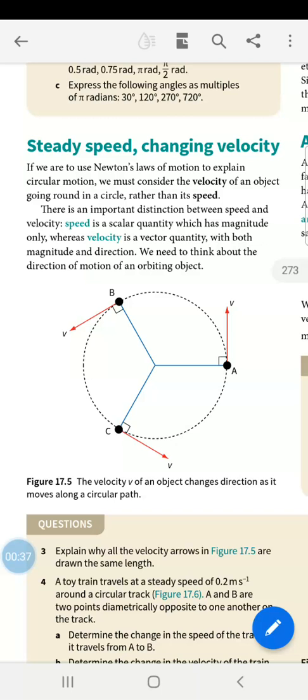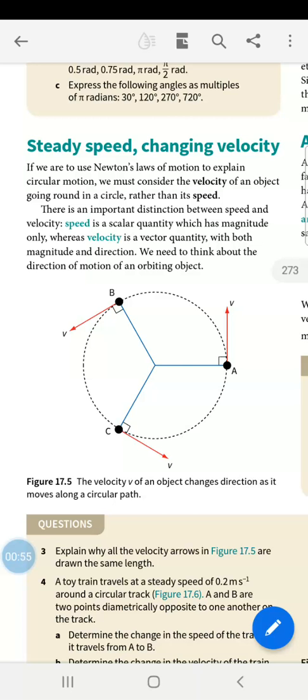If, for example, this object is attached to a string or something, that blue colored part is the string. If that string was to break, you know that it would create a tangent and travel in that direction, right?